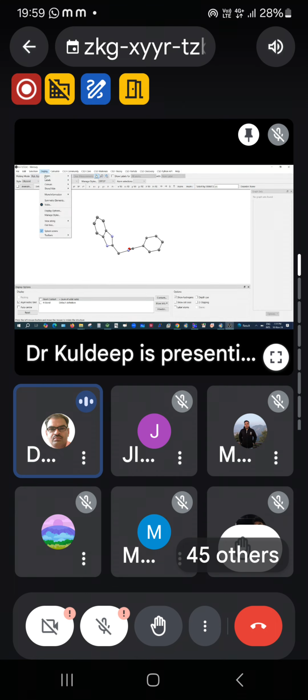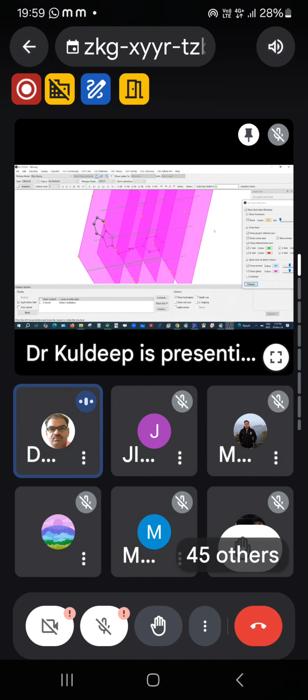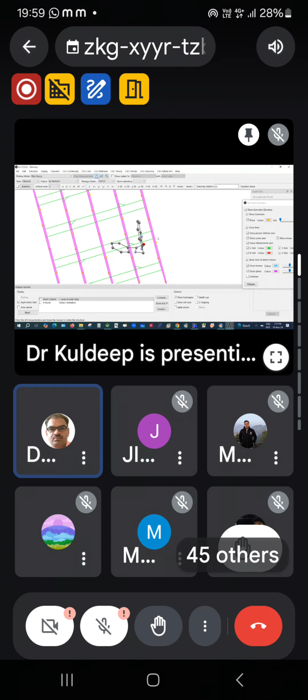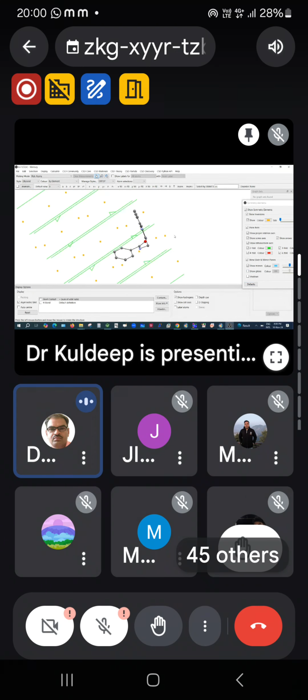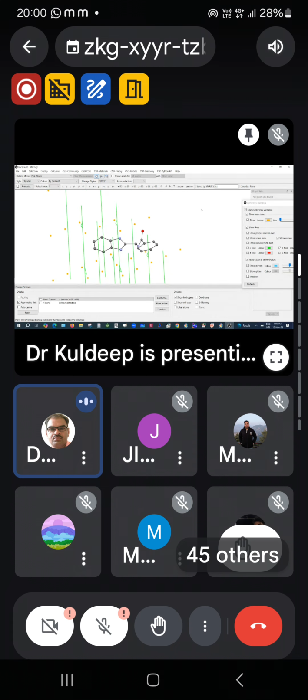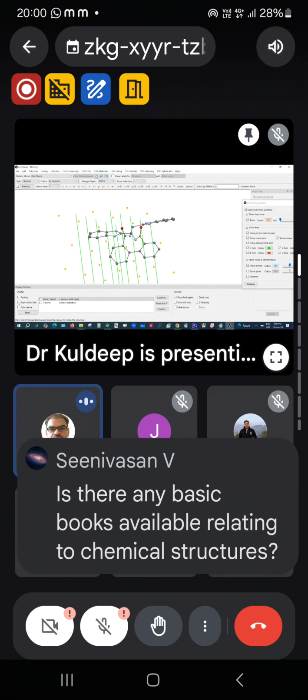Now I will go to display, and there are symmetry elements. Okay, these are the symmetry elements here. Just put this glide off. So these green ones are the 2-fold axes, and this is the inversion center. Here it is, the inversion center, which is generating the rest of the molecule from the first part. So it is generated by the inversion center.